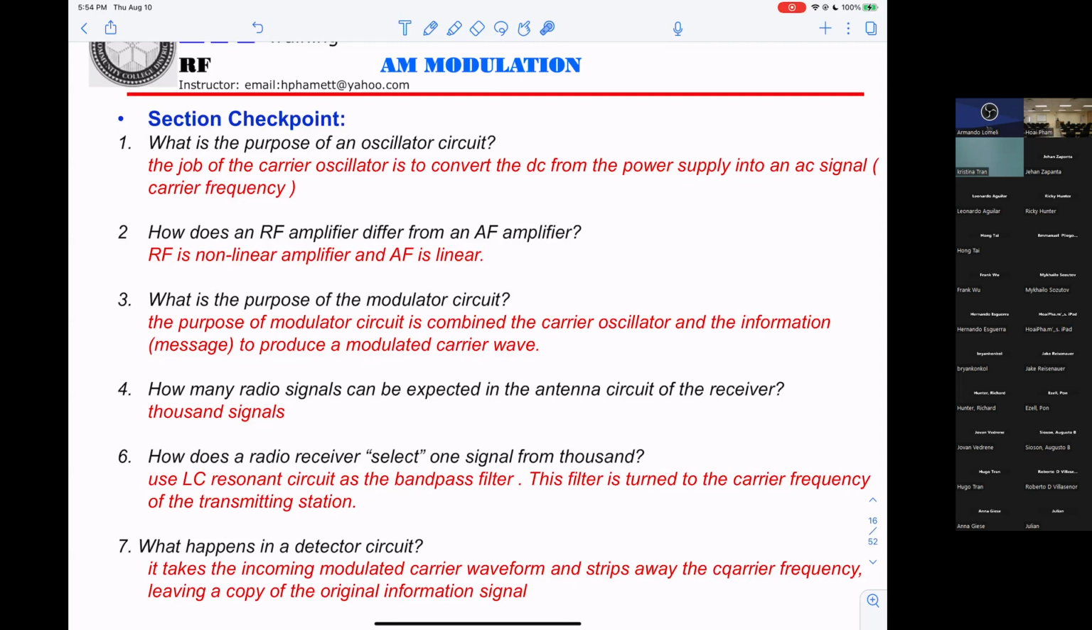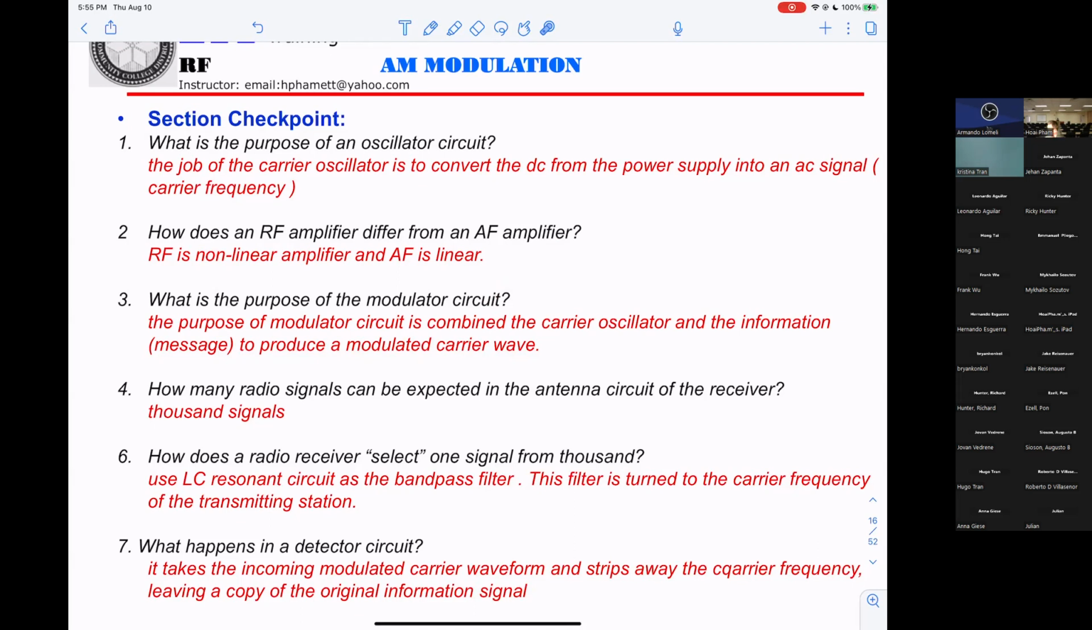What is the purpose of the modulator circuit? The purpose of the modulator circuit is to combine the carrier oscillator and the information, that means your voice, to produce a modulated carrier wave. Okay? So that is the purpose of the modulator.